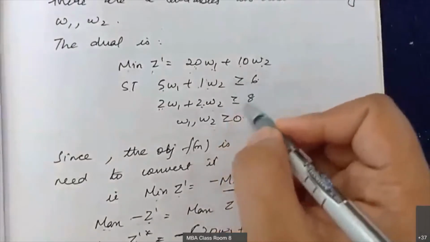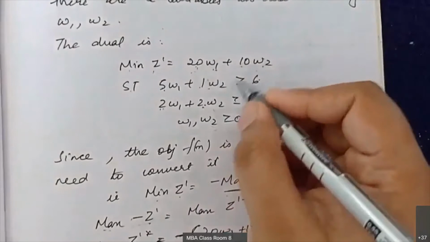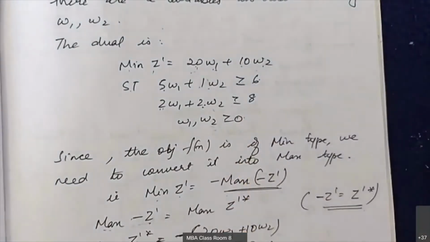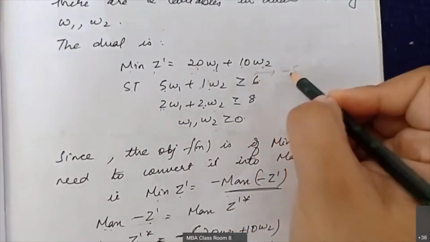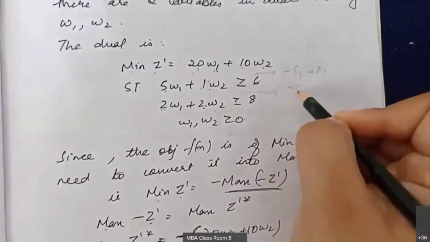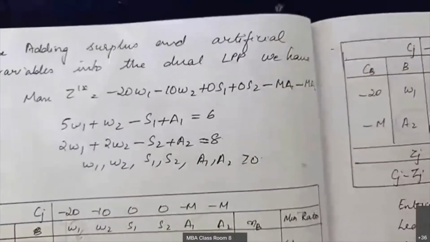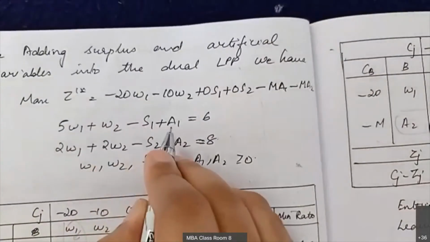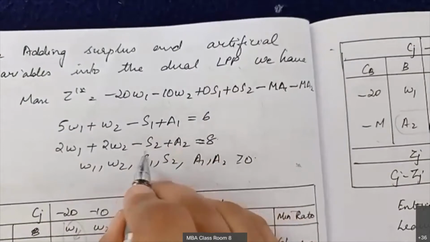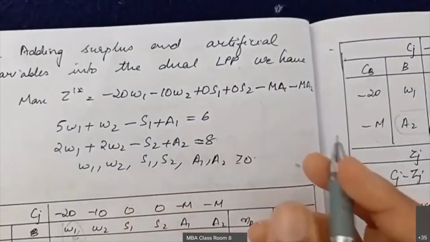Next, you have to convert all these constraints into equalities; only then you can do the simplex method. Here it is greater than or equal to, so you will subtract S1 and add the artificial variable A1. Similarly, in the second constraint, you will subtract S2 and add the artificial variable A2. We have done that over here: subtracting the surplus variable S1 and adding A1 to the first constraint, and subtracting the surplus variable S2 and adding A2 to the second constraint.